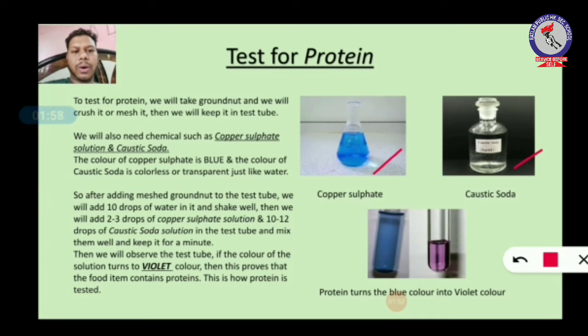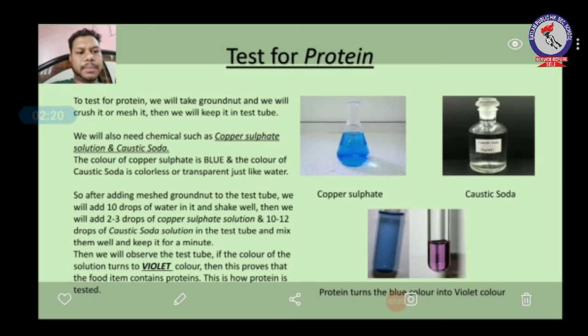After some time, we will observe that the color of the solution in which the groundnut is dipped turns violet. The violet color indicates that the food item contains protein. You can see in the diagram, first the color of the solution was blue, then it turned violet. So this proves that the food item contains protein.